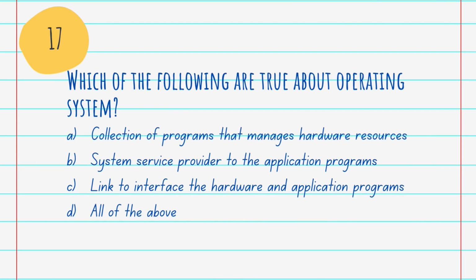Question number 17. Which of the following are true about operating system? A. Collection of programs that manages hardware resources. B. System service provider to the application programs. C. Link to interface the hardware and application programs. And D. All of the above. And the answer is D, all of the above. Operating system is the collection of programs that manages the hardware resources, system service provider to the application programs and link to the interface hardware and application programs.